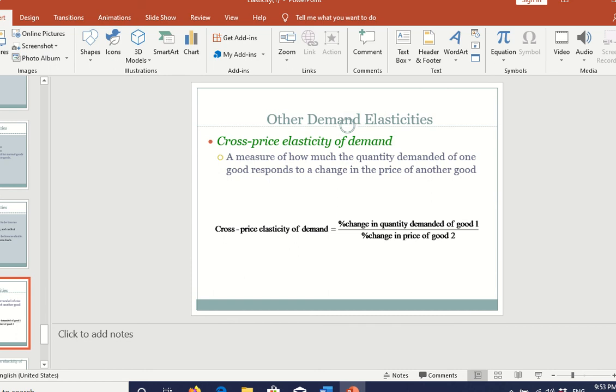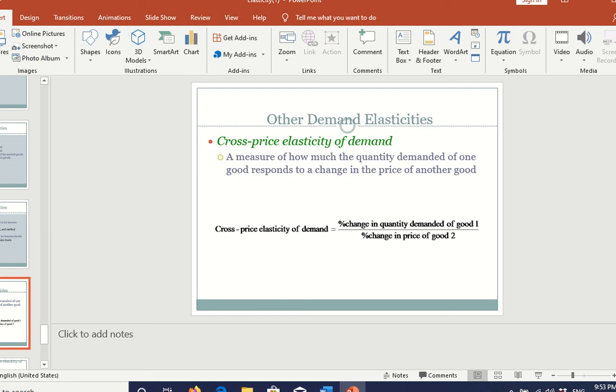The last measure of elasticity of demand is cross price elasticity of demand. It's very similar to price elasticity of demand, but instead of talking about one good, we're now looking at two goods. It's the percentage change in quantity demanded of one good in response to a percentage change in the price of the other good. This is especially important for businesses.